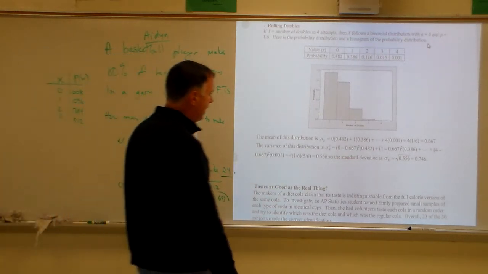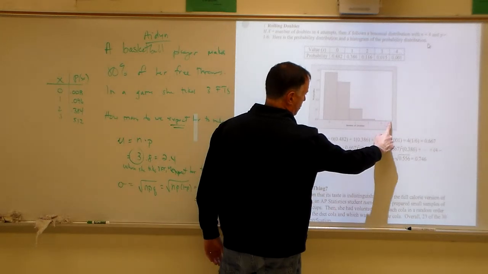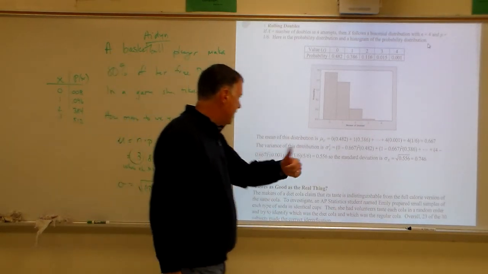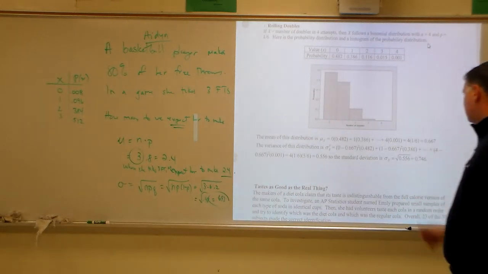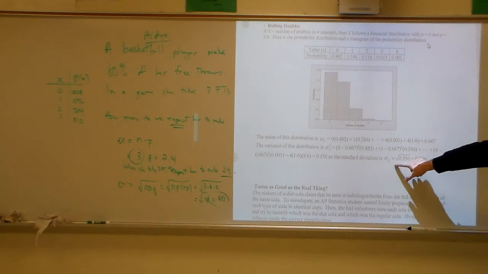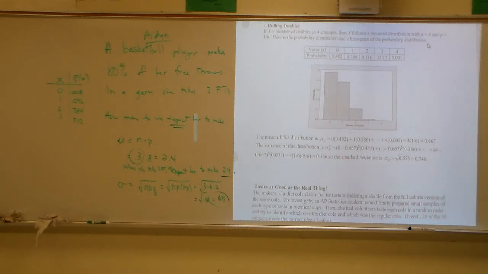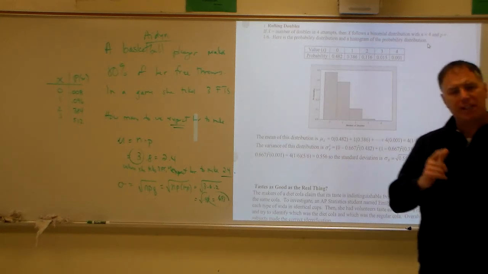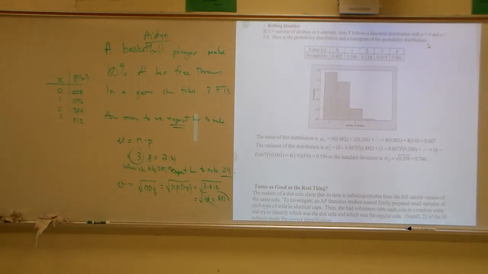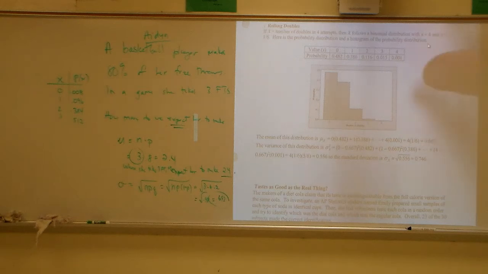We have a histogram. The histogram looks like this, which means it looks like it's a skewed right histogram. The mean they found is 0.667. The variance they show, and the standard deviation is 0.746. So just an example to look at, reviewing stuff from 6.1. Okay? Let's do an example.